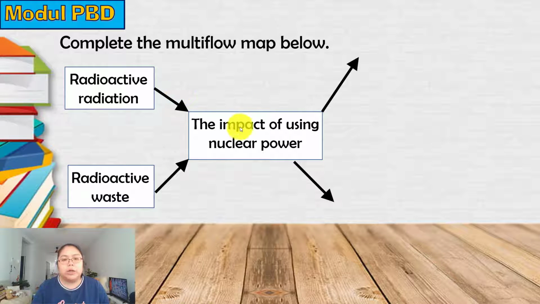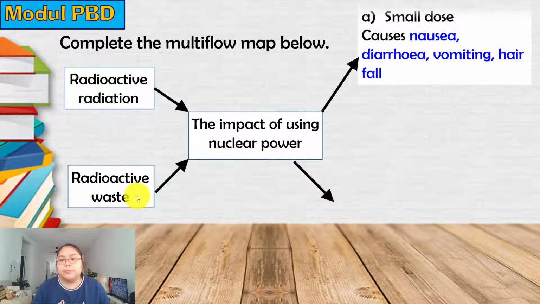Okay, here are the impacts of using nuclear power. The first one is radiation, and another one is radioactive waste. Let's see what the impact is. First one is a small dose. It causes only a small part of the radiation. They will cause nausea, diarrhea, vomiting, and also hair loss, hair fall.